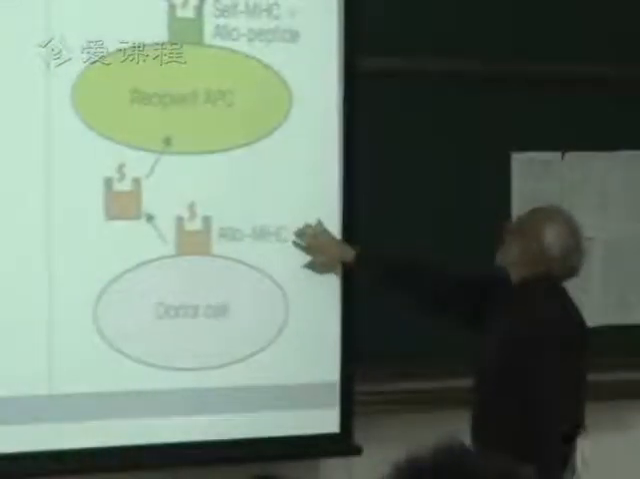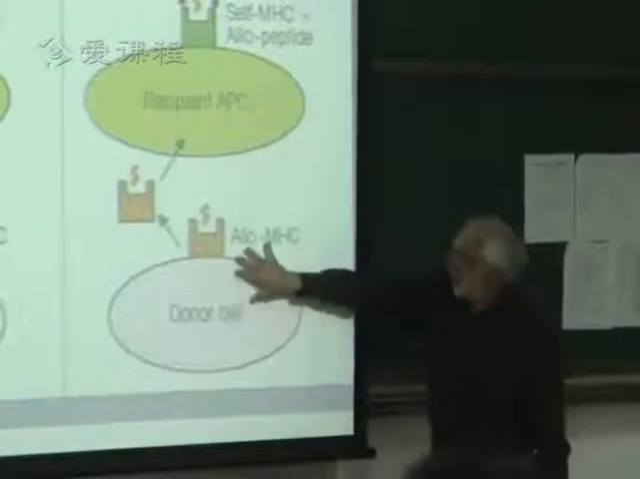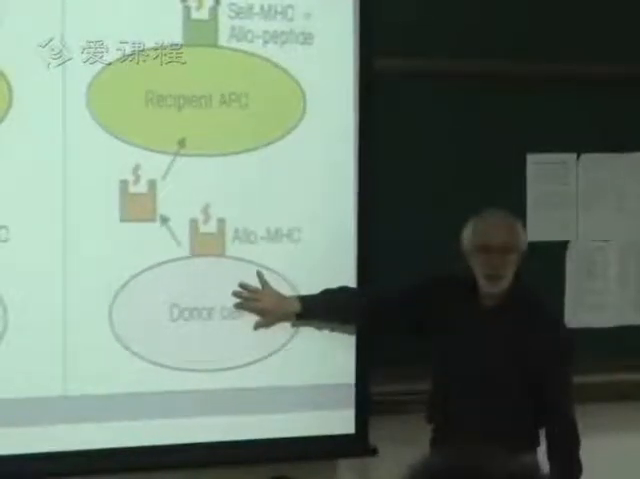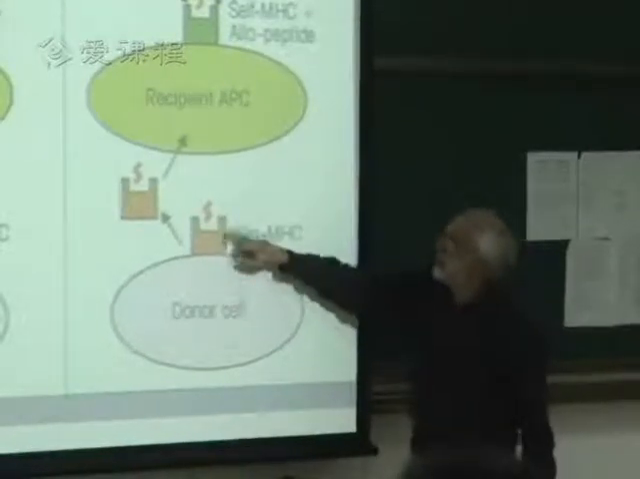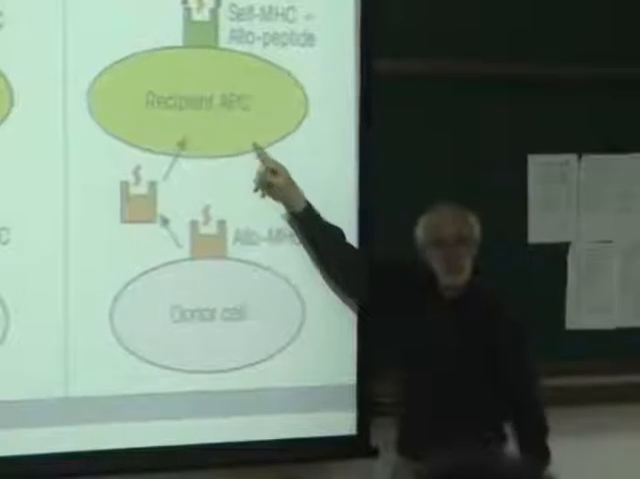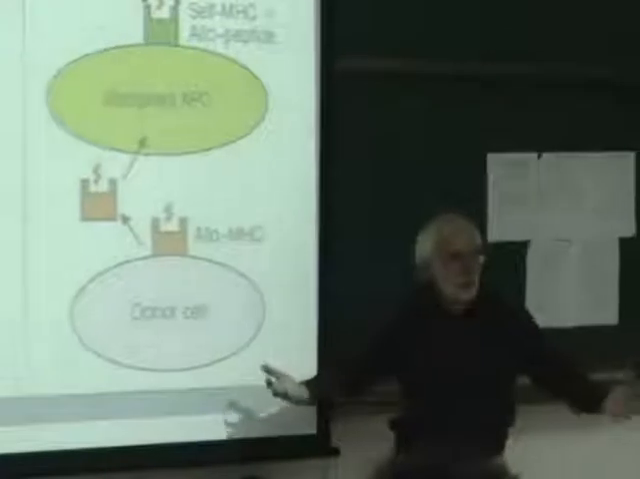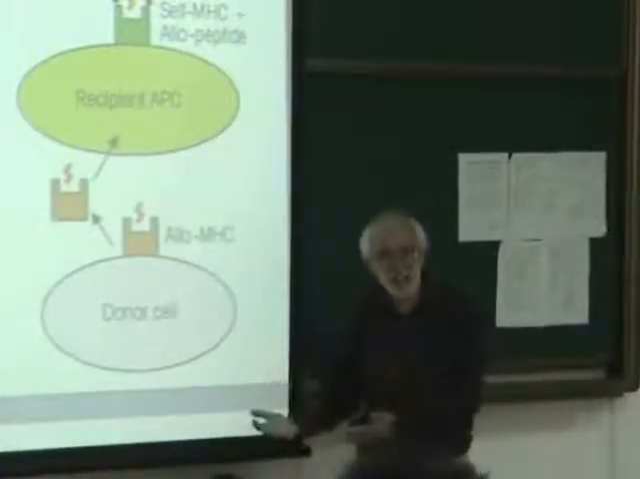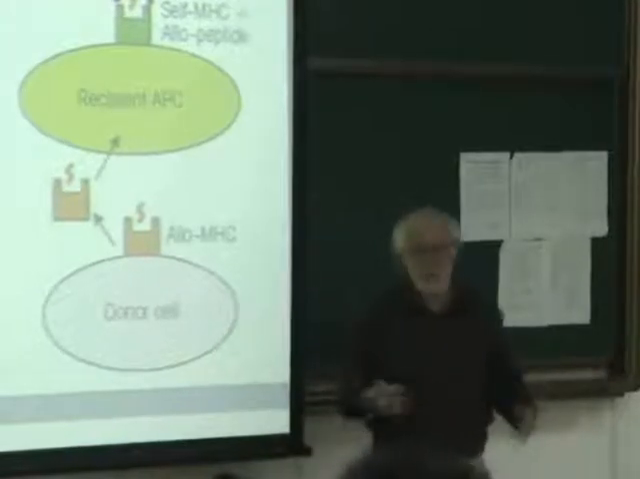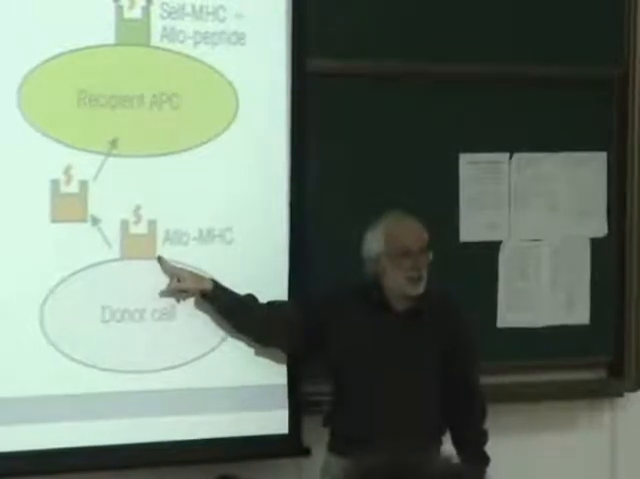Or a third situation, which is referred to as the indirect pathway of antigen recognition, is whereby you have allo-MHC on the donor cell. So again, this could be any cell from the kidney at all. It doesn't need to be an antigen-presenting cell. That MHC is taken off by the recipient antigen-presenting cell, and then just like proteins normally, they get processed and then presented. And processing means they get chopped up into peptides. And you can chop up MHC molecules just like you can chop up any other protein.